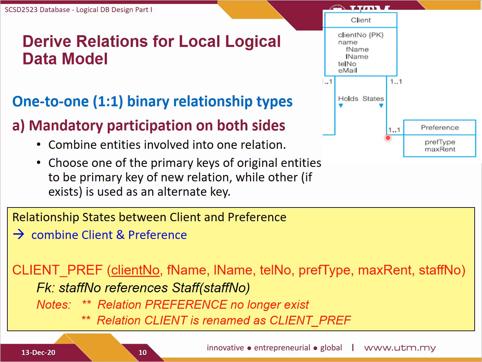Okay, so in this case, we choose to merge the two relations together to derive the following client relation as shown here. Okay, as you can see here, all attributes belonging to both entities appear in the merged client relation here. Okay, and please note that relation preference no longer exists and relation client is renamed as client pref.